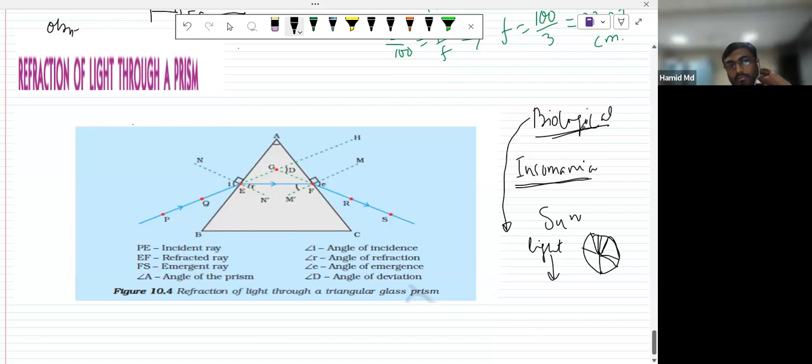Reflection through prism. Have you seen the prism? Yes, sir. Okay. So we have the two-dimensional figure over here.